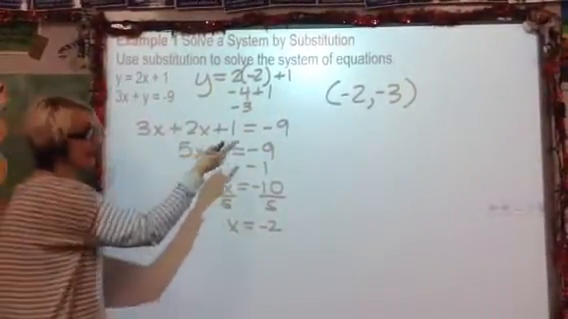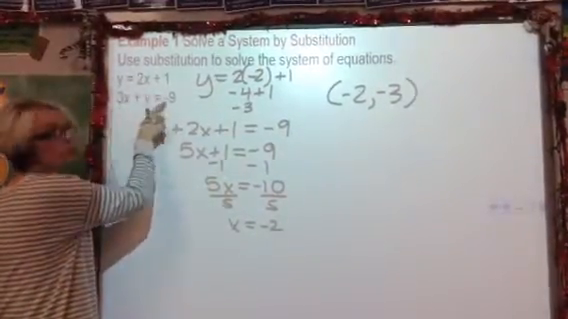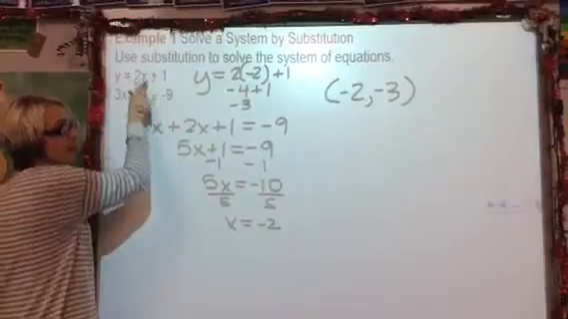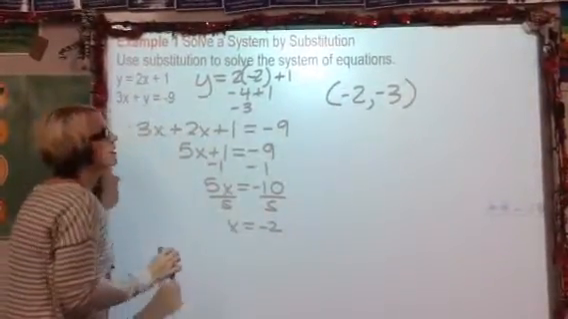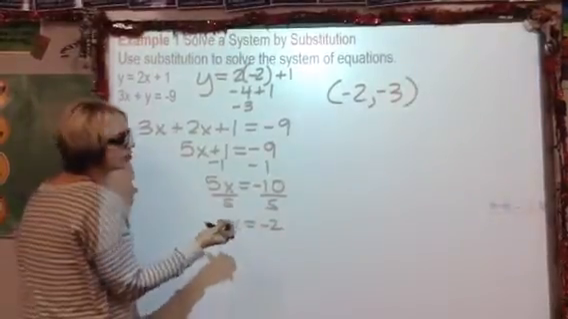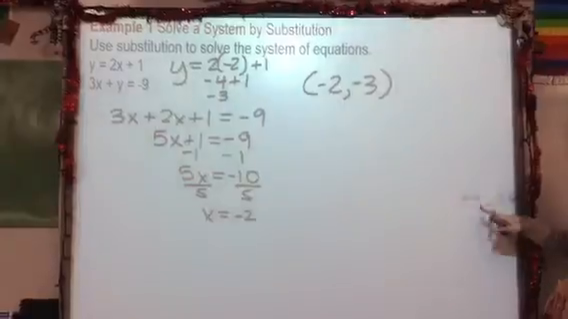Now if you wanted to check and see if that really was the solution, you could solve this bottom one for y, graph them both, and see that they in fact do cross here. But substitution is a way to check our solution and is a way to find it faster than graphing.